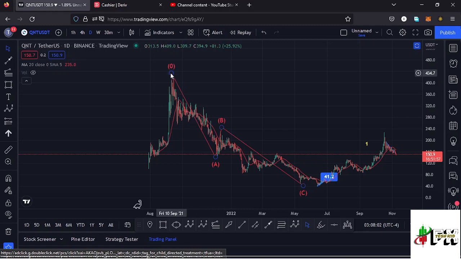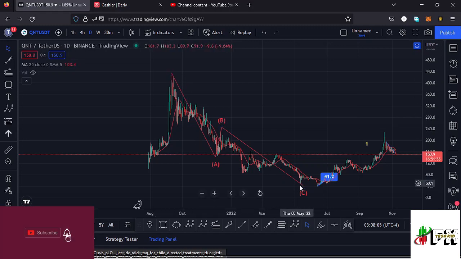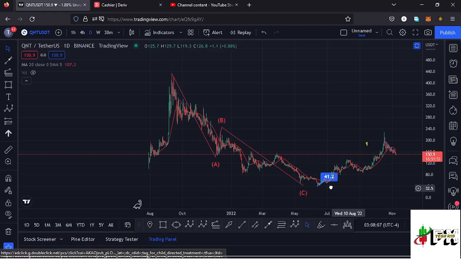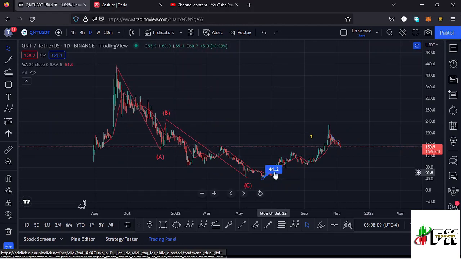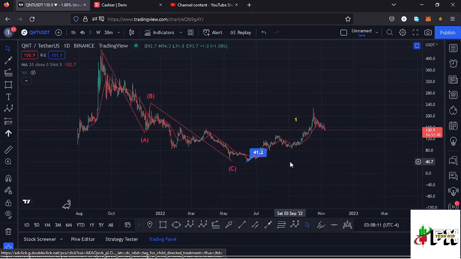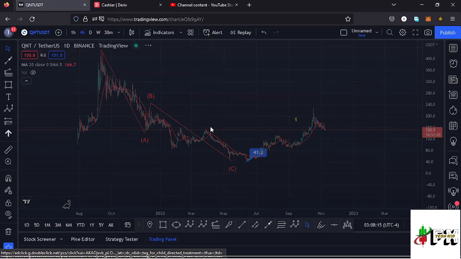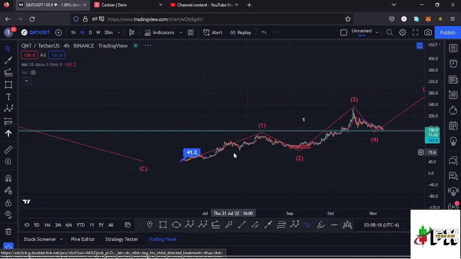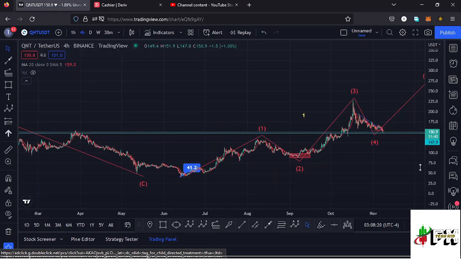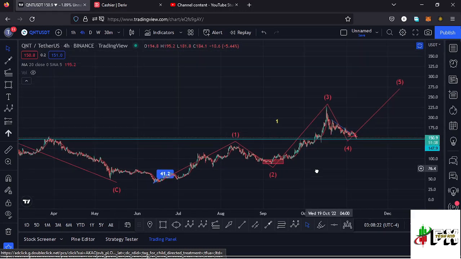Quant from the all-time high has been seeing lower prices in this massive ABC corrective movement, which has now taken us back to around the $41.2 mark, and after seeing that low we have been seeing a very nice bounce to the upper side. And if I jump to the 4-hour chart for further analysis, here on the 4-hour chart you can see I have this Elliott wave structure that Quant has been obeying to the upper side.